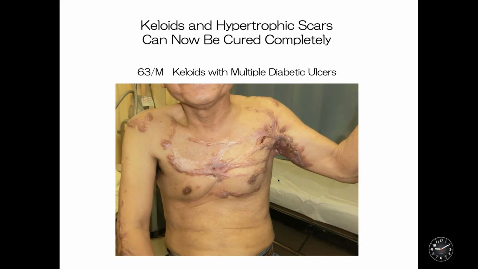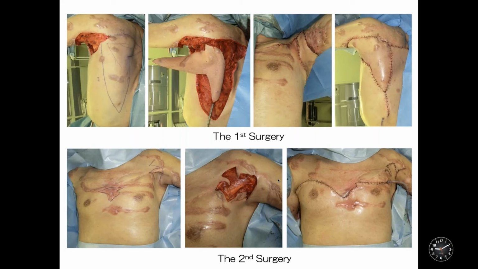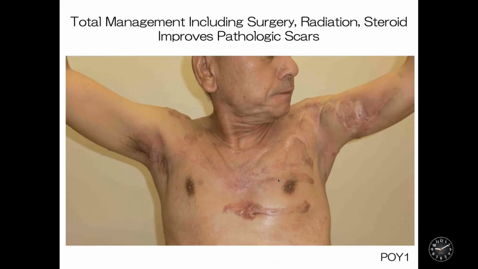conclude keloids and hypertrophic scars can now be cured completely, because such kind of severe cases, they remove everything and the flap is raised and release tension and the radiotherapy was performed. So please look at this. Range of motion improved a lot.